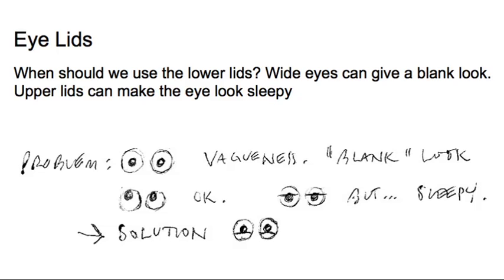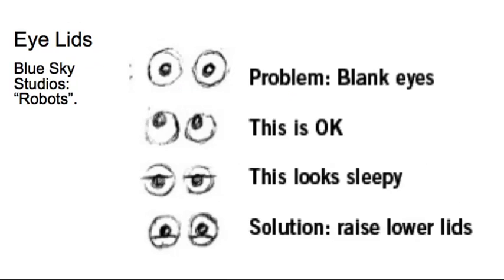And when I was working on the movie Robots, one of the problems that we had with the eyes on the robots was that if you animated them like this, with the eyeballs in the middle of the pupil, they had a sort of vague or blank look. This was fine when the eyeballs contacted the edge of the eye socket. That looked fine. But as soon as you brought the upper lids down, the characters looked kind of sleepy. And the solution was this, to bring the lower lids up slightly.